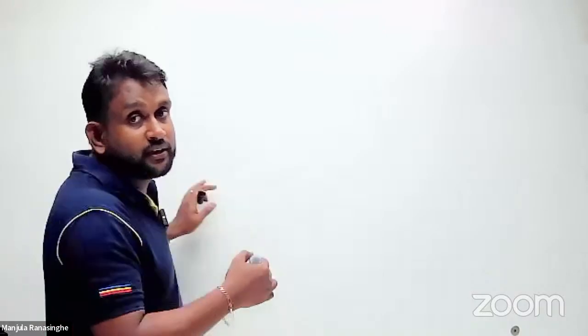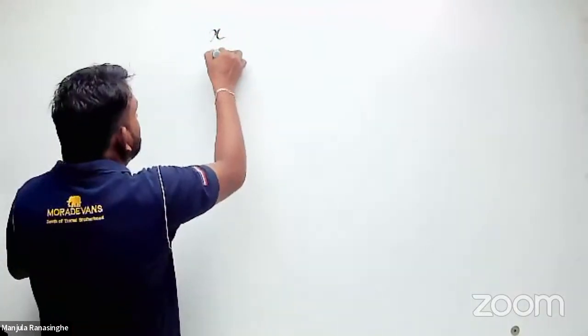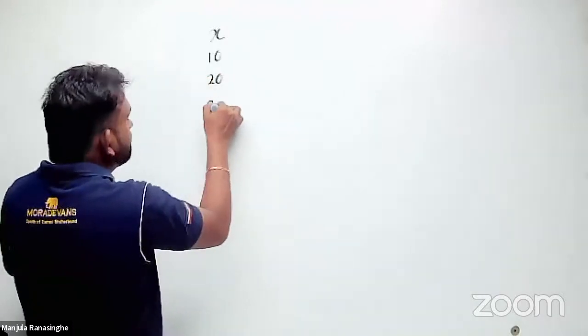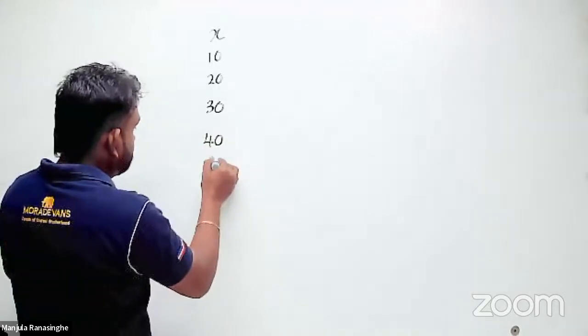Now we are moving to the next part. Next question. These are very interesting questions that you can learn a lot from, right? So this question I do the same way. This is regarding the mean length of a piece of fabric, right? The length of a piece of fabric: 10, 20, 30, 40, 50, 60.